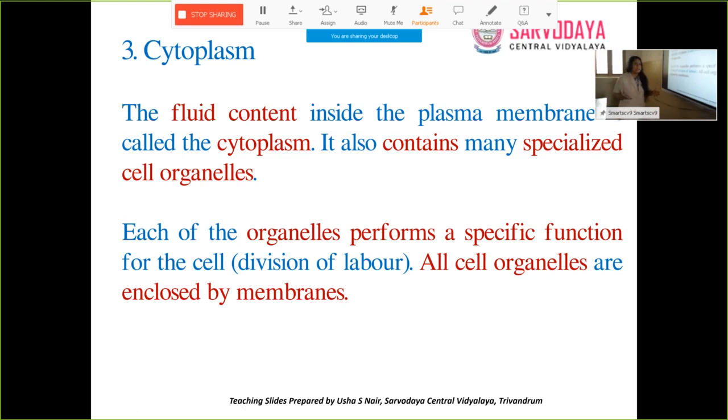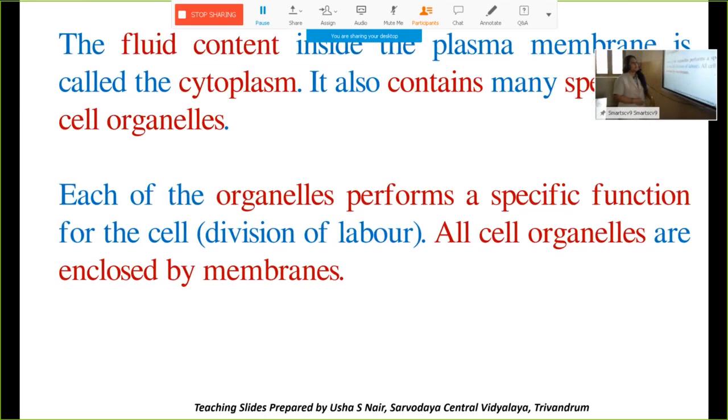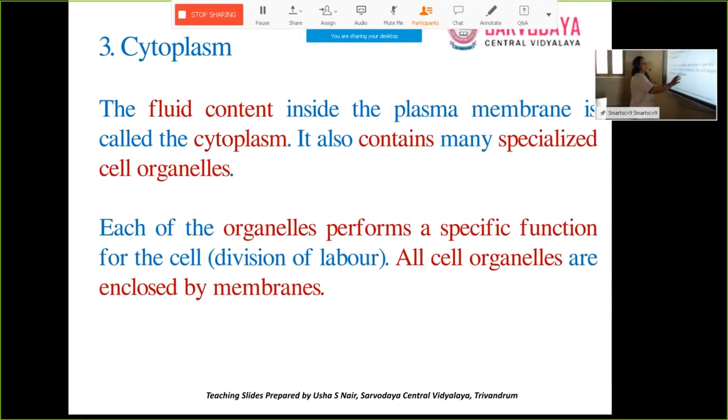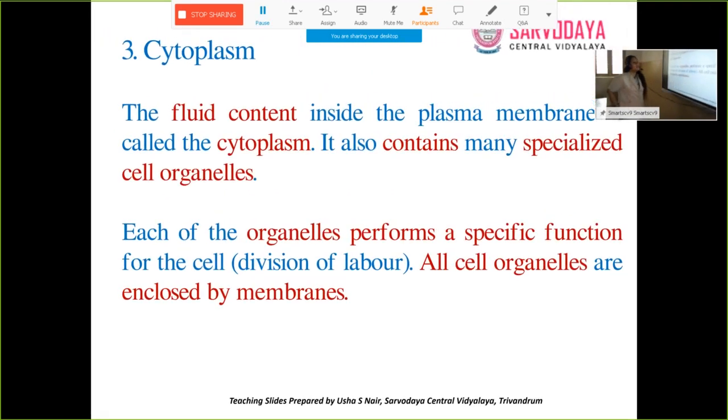It also contains specialized cell organelles. Again, we know organelles like mitochondria, the ER, the endoplasmic reticulum, all those. So those are the organelles. And we have said a cell just cannot live like that. They need all these organelles to function properly. Each of the organelles performs a specific function for the cell.